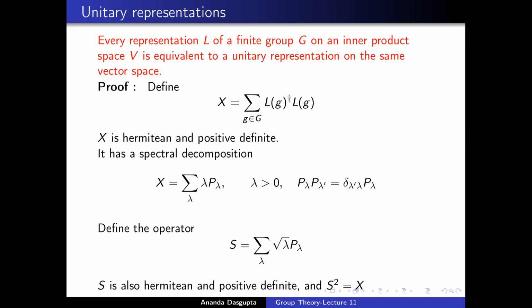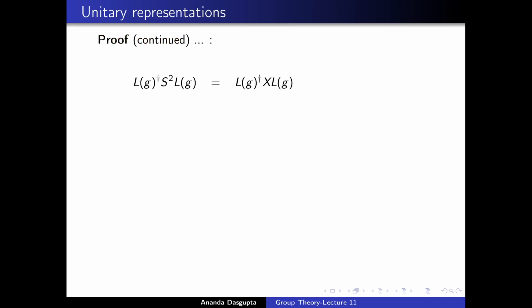To see how this comes about, let us consider the following. Let us multiply the operator X by L_g dagger on the left and L_g on the right for a particular L_g. That is, this is for a specific small g belonging to capital G. And of course, X is the same as S squared. So this is really L_g dagger S squared L_g. Now, use the fact that X is a sum over the entire group, which is of course L_g' dagger L_g' with g' running over the entire group capital G.